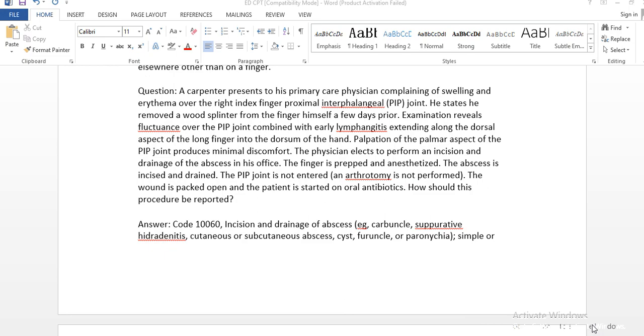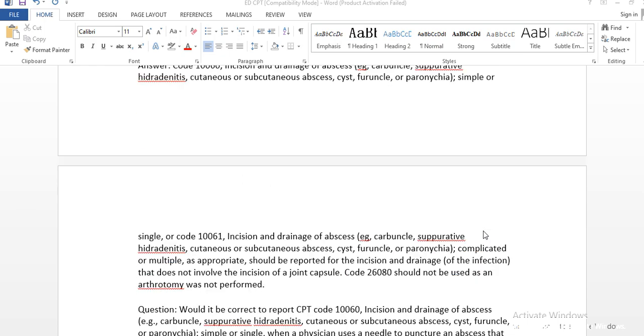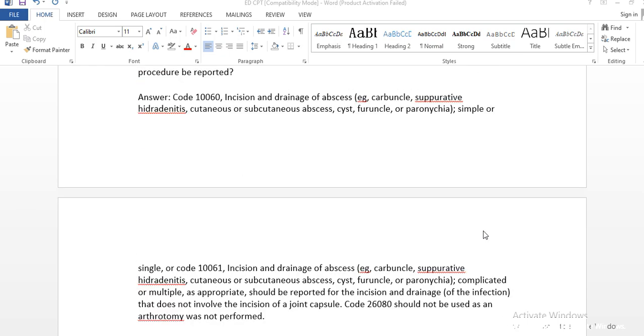See here, code 10060, incision and drainage of abscess, simple or complicated, should be reported for the incision and drainage that does not involve the incision of a joint capsule. Code 26080 should not be used as an arthrotomy was not performed. So here also the physician has performed the incision not in the joint area. So we need to use 10060 and 10061. If the physician performs it in the joint area, we can use 26080.